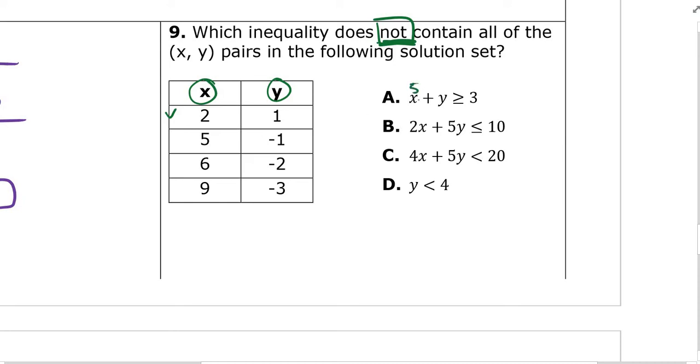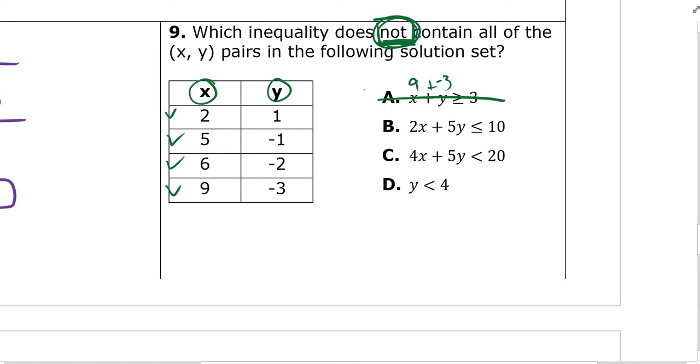5 plus -1. That's going to be like subtracting. They're going to cancel, and I'm going to be left with 4. 4 is greater than 3, so that one worked. Next, we'll try 6. So we've got 6 plus -2, which is like 2 of them are going to cancel. We're going to end up with 4. 4 is greater than 3, so that one works. And then we try the next one. 9 plus -3 will give us 6. 6 is greater than 3, so that works. So A, all of them work. We're looking for what does not, so A is not an answer.